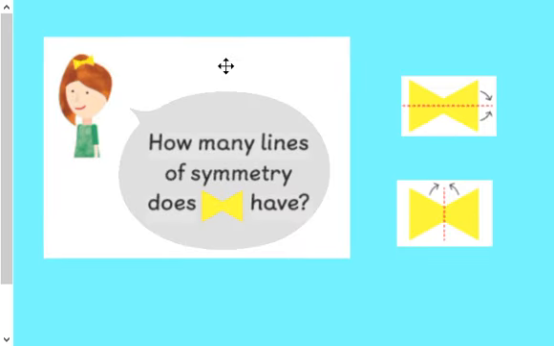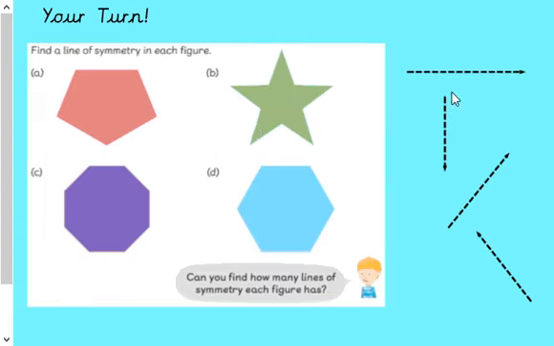So going back to the question at the beginning, how many lines of symmetry does this shape have? Well, we've said and we've proved that it has two, a horizontal line and a vertical line. Okay, now it's your turn.